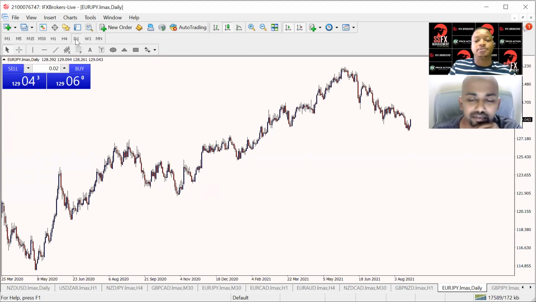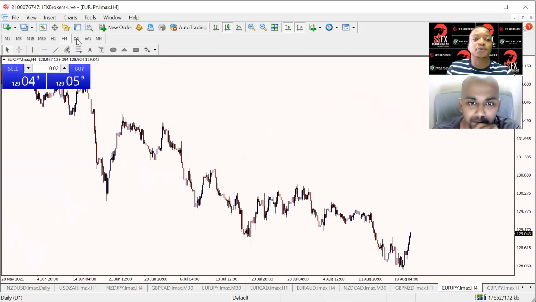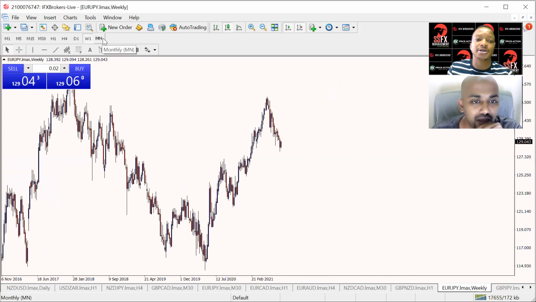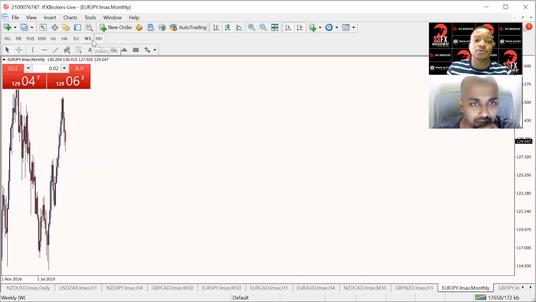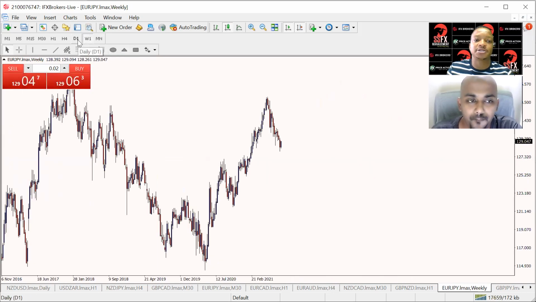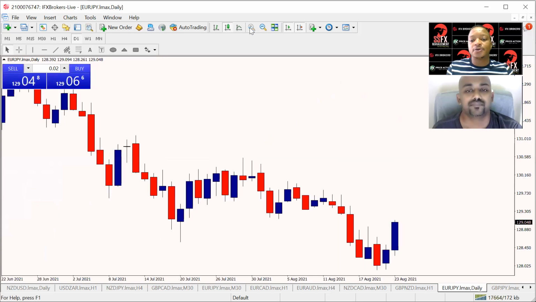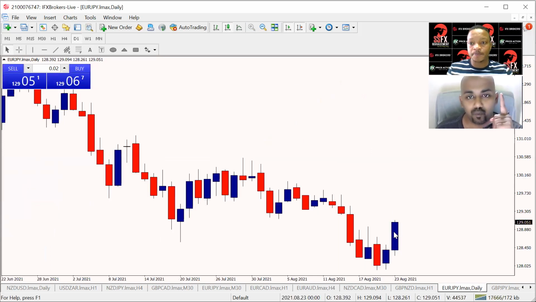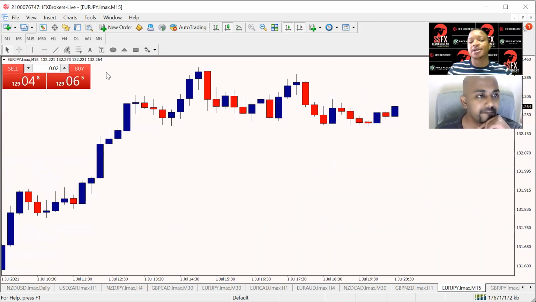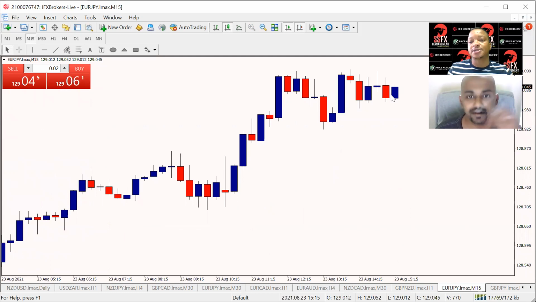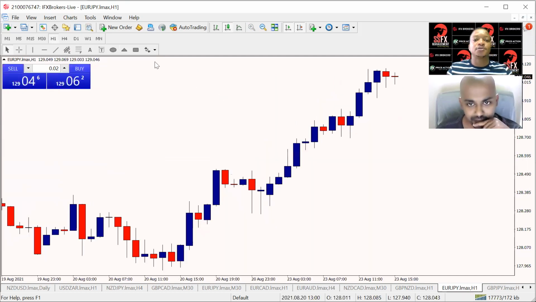Mostly I start on H4, I go to daily, sometimes weekly. I don't go to monthly that much, but sometimes I go there just to check the candlestick. If we are on H4 or daily, each candle runs the whole day, one day. If it's on 15 minutes, every candle runs for 15 minutes, then it closes. That one is very easy to understand, H1 and so on.